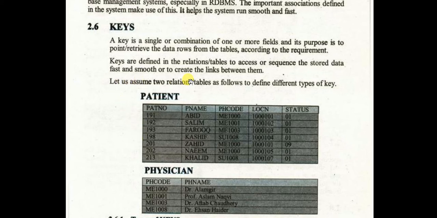A key is defined in the relationship or table to access or sequence the stored data fast and smooth. So it is also used to access the data very fast. If you have to retrieve any patient, you can simply retrieve that patient through his patient number. You can also sequence the patients according to their patient number, either alphabetically or numerically, it depends. This helps in the process of retrieval and reduces the time of retrieval.